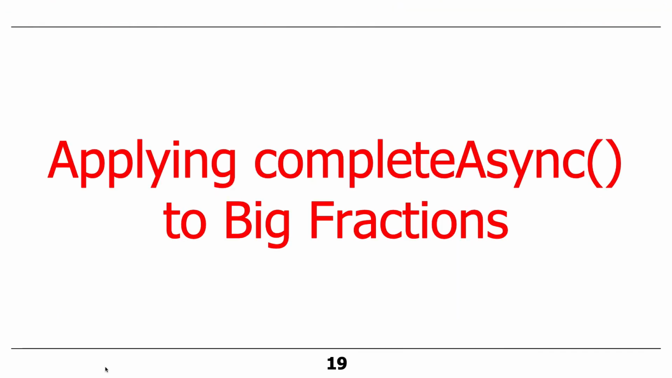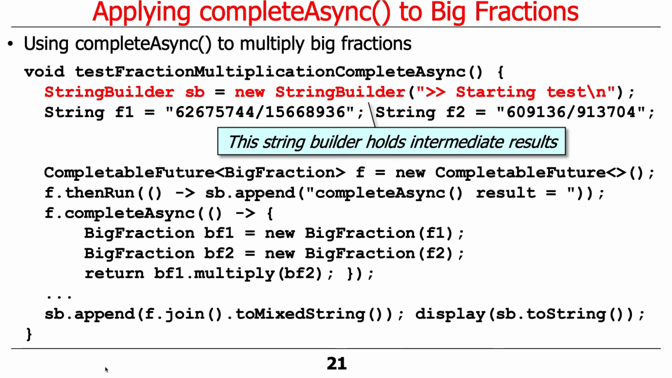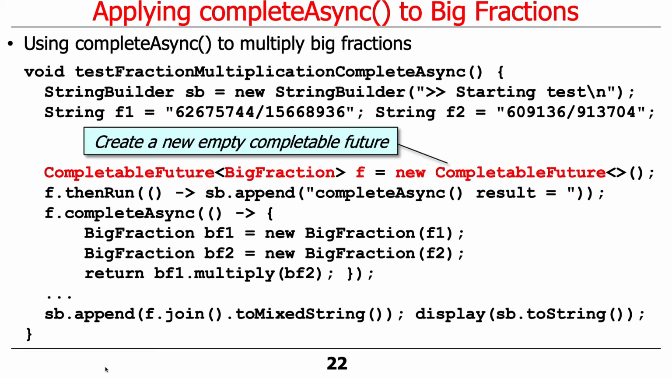So that's a real useful set of enhancements and extensions. The next example will illustrate how to use the completeAsync method. And this is a variant of some things you've seen earlier in some other examples. We're going to multiply some big fractions together. And the particular approach here is going to use a StringBuilder to hold the intermediate results. You'll see why we need that in a second. We're going to go ahead and create an empty CompletableFuture. So this is a CompletableFuture that has no functionality associated with it yet at all. So we have a CompletableFuture called f.